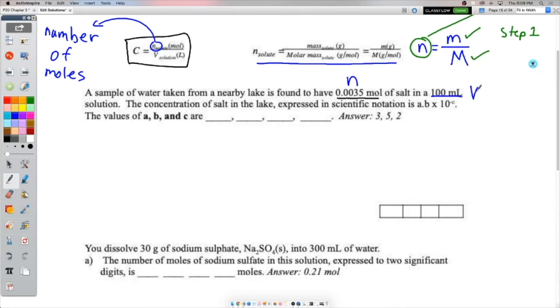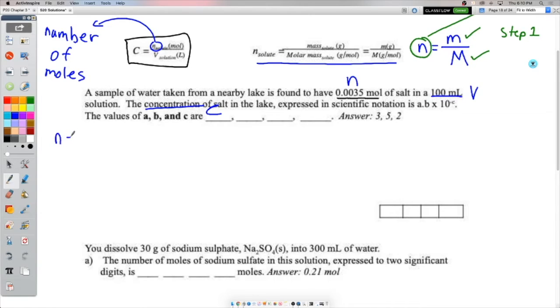The concentration of salt in the lake expressed in scientific notation. So it's just another one of these. So what are we looking for? C is blank, blank, blank, okay? So we're looking for C. Remember, we have to be careful with units here.